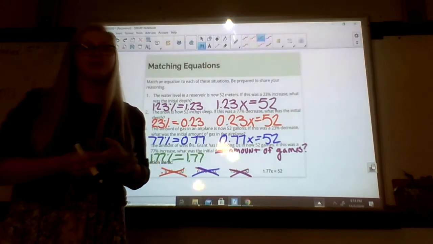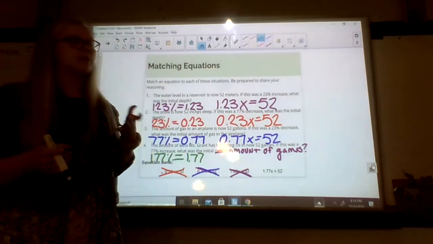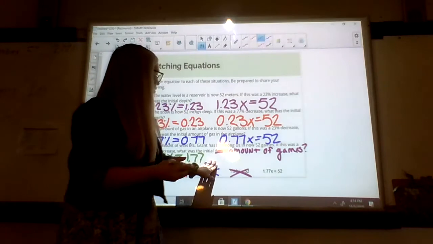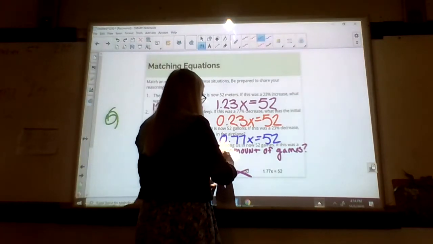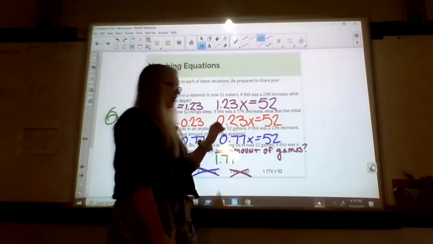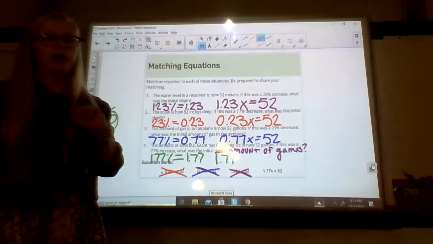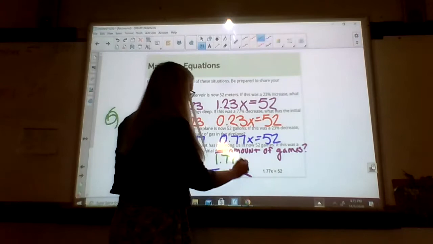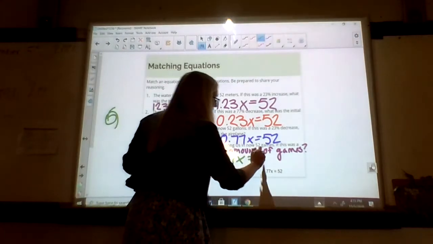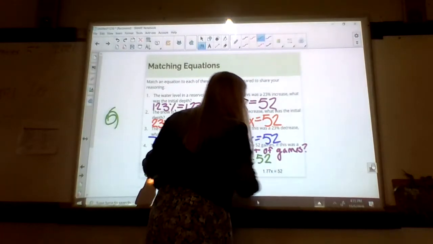We only have one left, but let's keep thinking through it. So to find 177%, I would take 1.77 and multiply it by the initial amount, which we're trying to find. We don't know what that is. That's x for us. And this is going to equal 52.